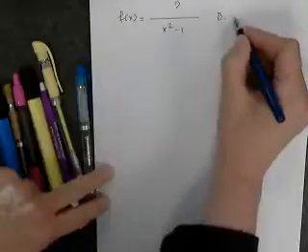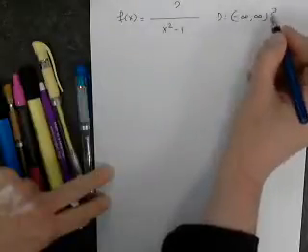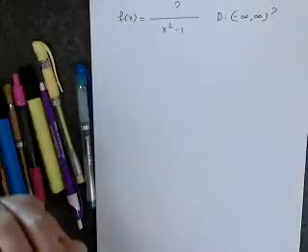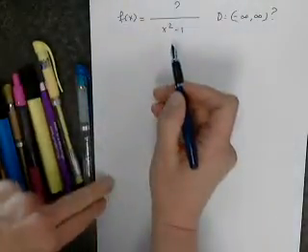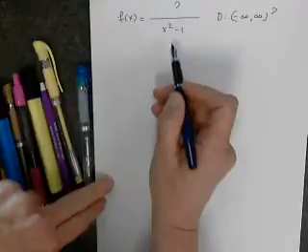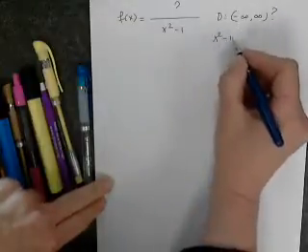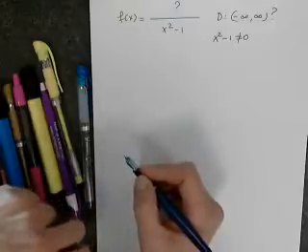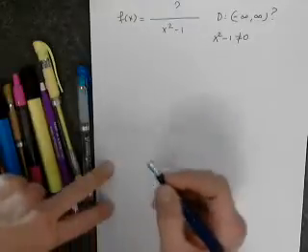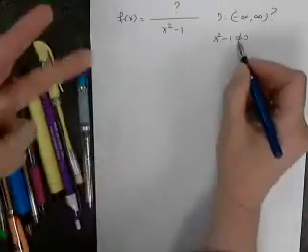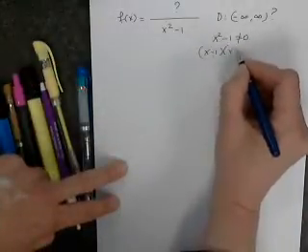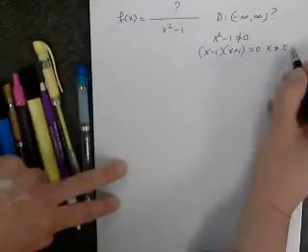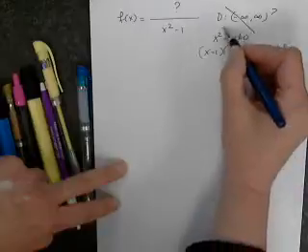Can this function have domain all real numbers? No, because x squared minus 1 cannot be 0, right? Yes, we agree? Okay, so when you factor, that's one way, you can take the square root after you move 1. So x cannot be plus or minus 1, right? So the domain cannot be this.